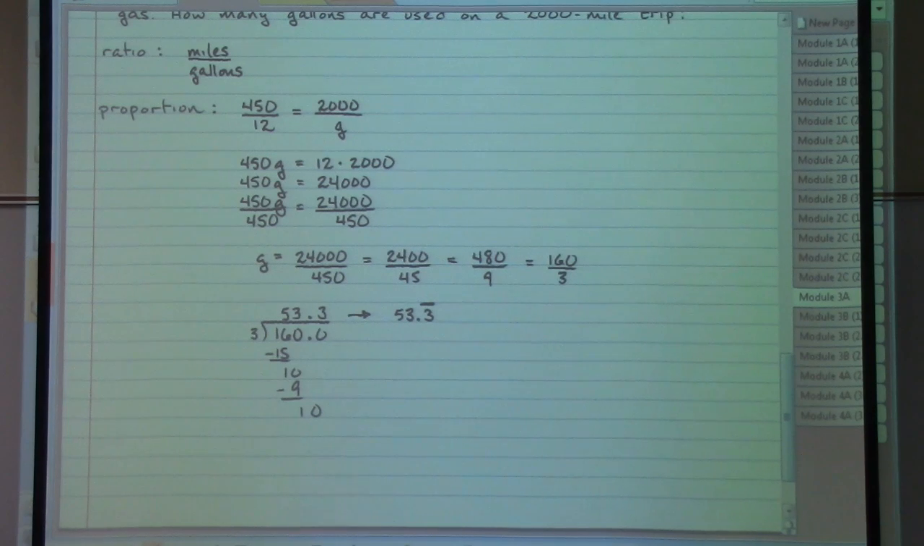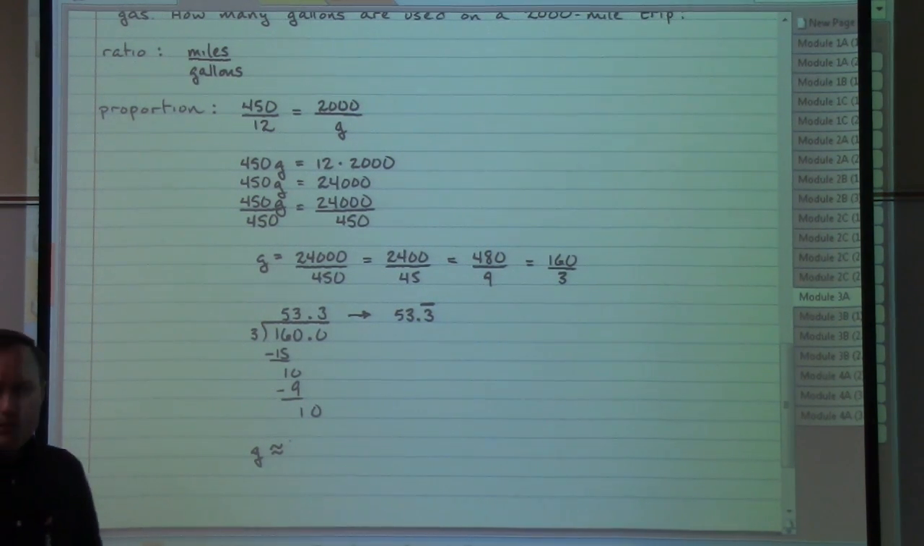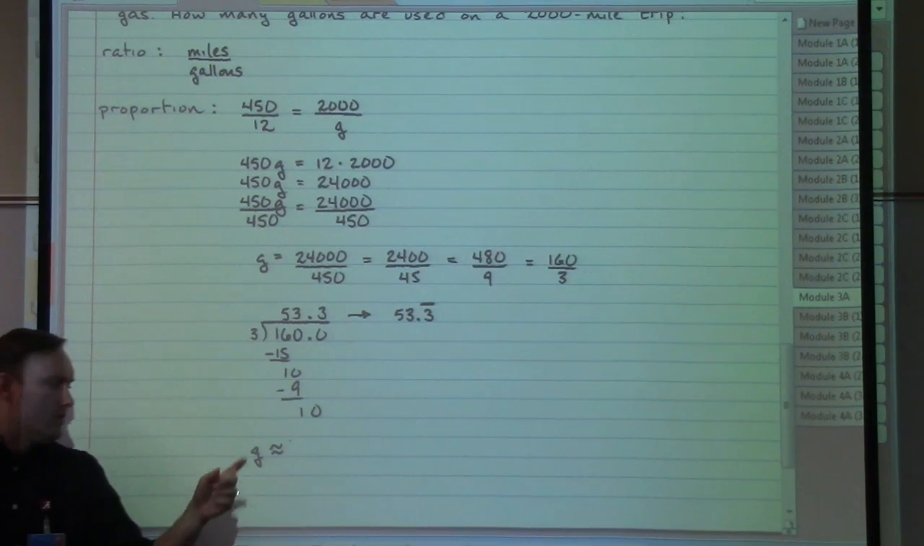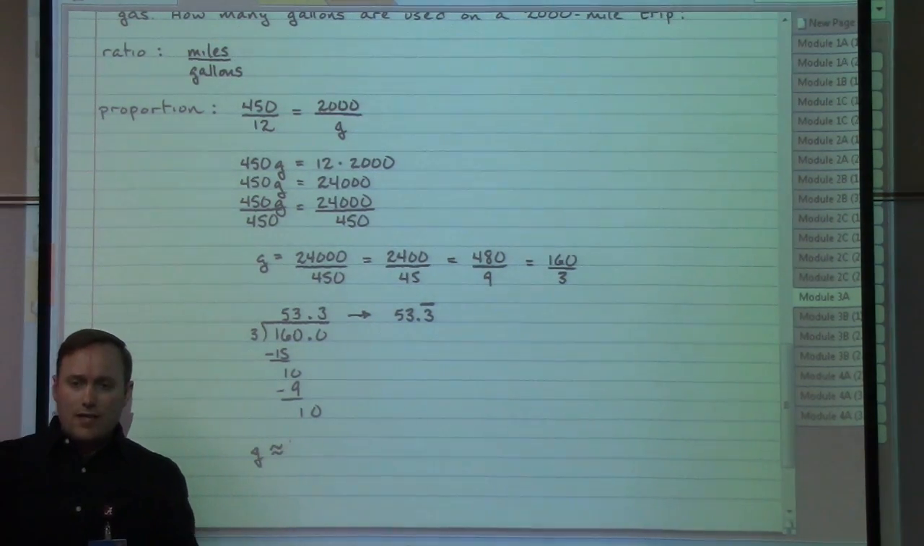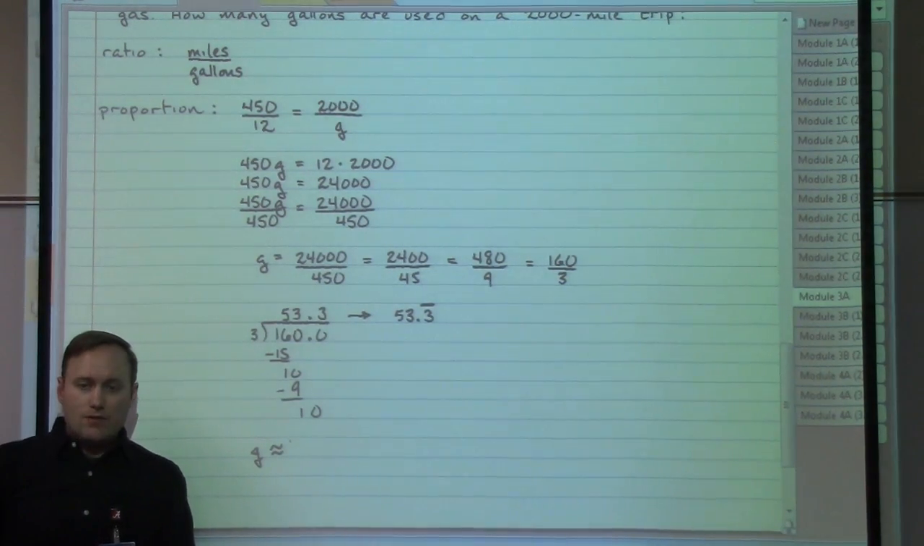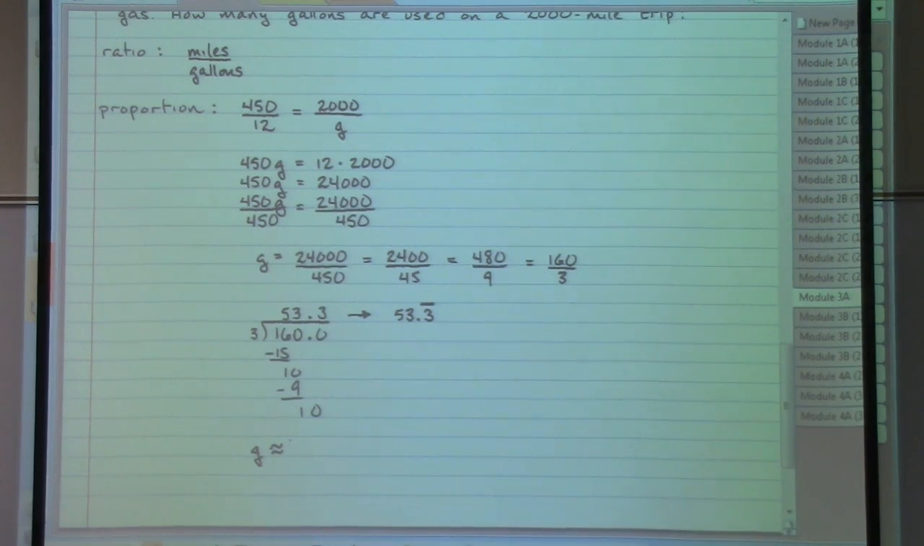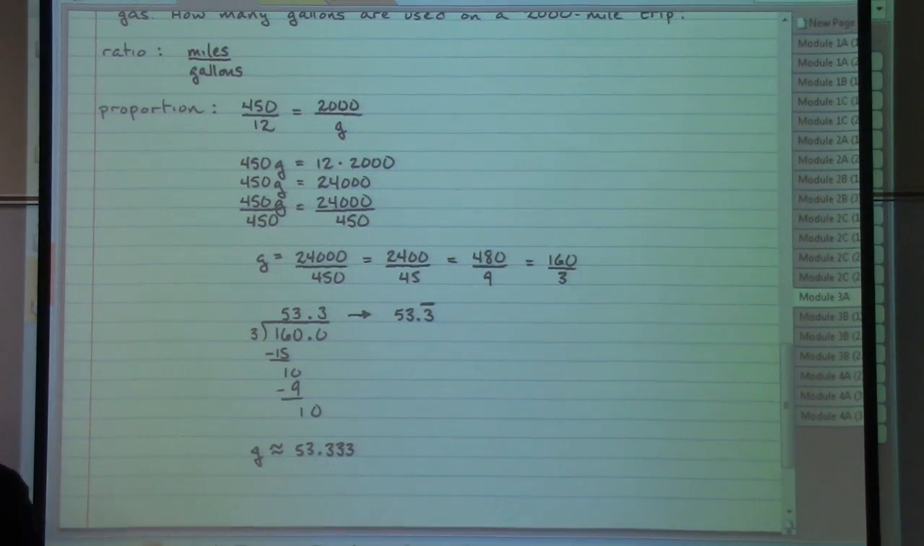Now realistically, even this isn't good enough because that's not the kind of decimal that they show you on a gas pump. What they're going to show you on a gas pump is going to be a rounded version. Gas pumps display 3 decimal places. So the rounded answer that we would want to have, the most realistic possible answer, is going to be 53.333. Now I have enough decimal places to have a realistic answer.